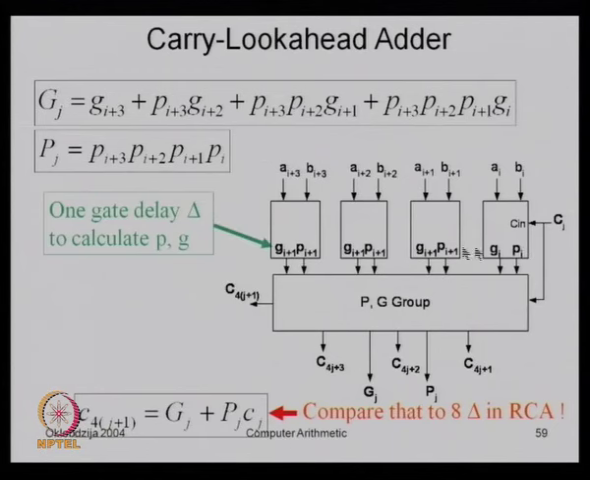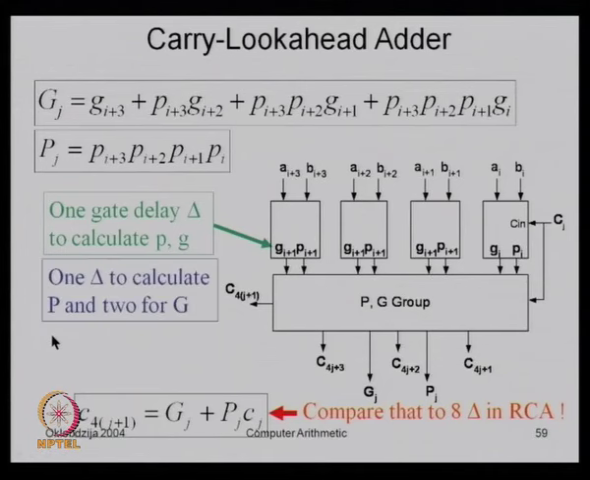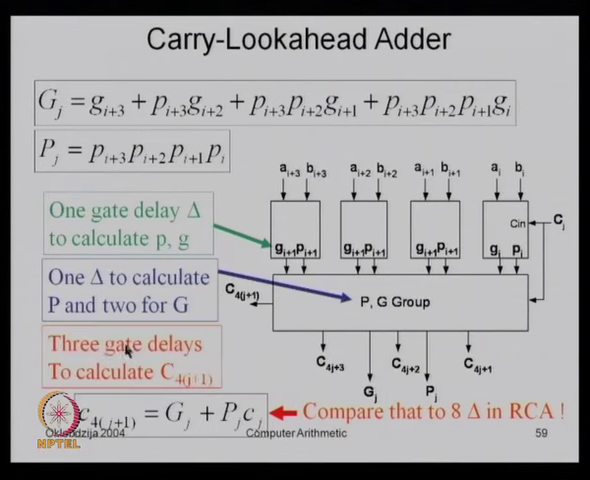One gate delay for any one of these operations. One gate delay for this operation P and 2 for G, okay. And 3 gate delays to calculate the final ones. So, you have 3 plus 2 plus 1, 6 gate delays. Okay.